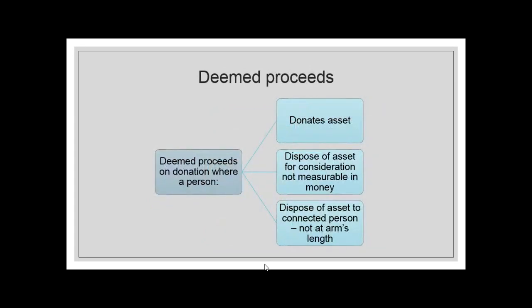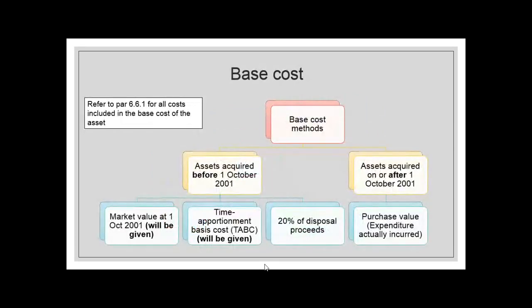If I donate an asset, it is also seen as a disposal. Now you have to look at what type of entity it is. So normally it is at market value, but for the PBOs, we apply the cost amount. And then we said there are 3 base costs for pre-valuation date, which is 1 October 2001. Make sure you understand how to do that calculation.